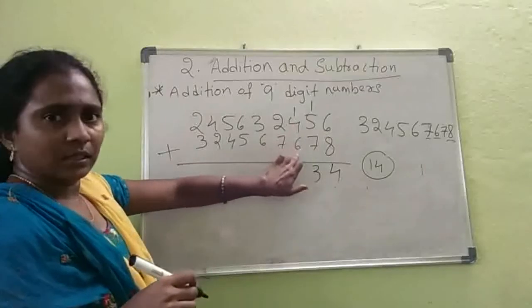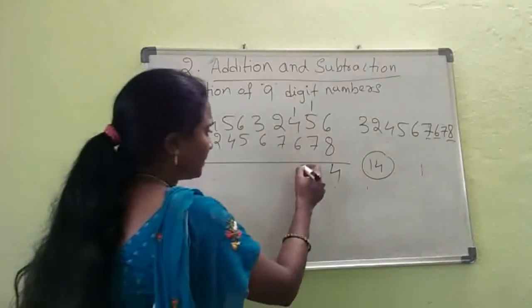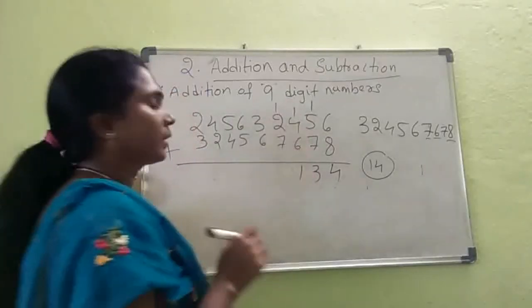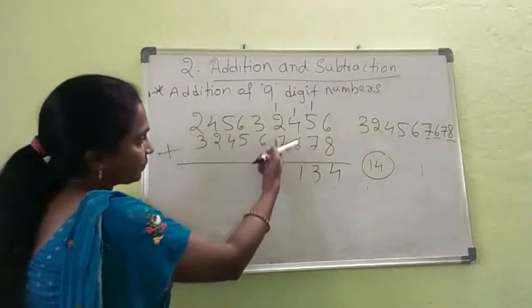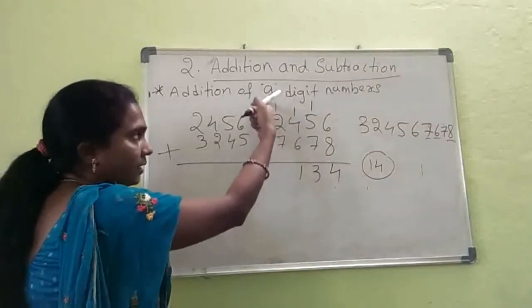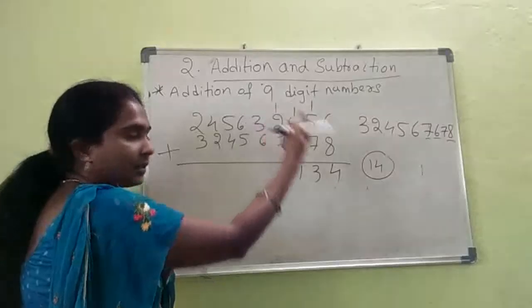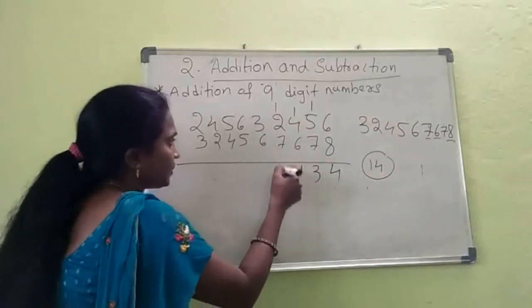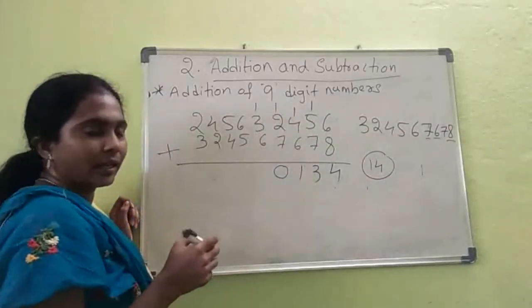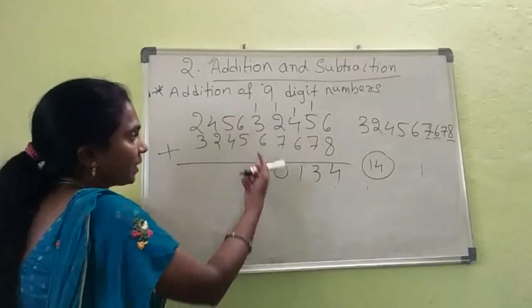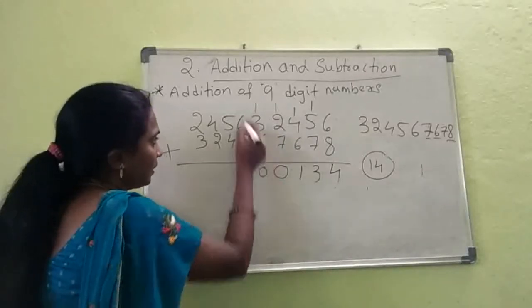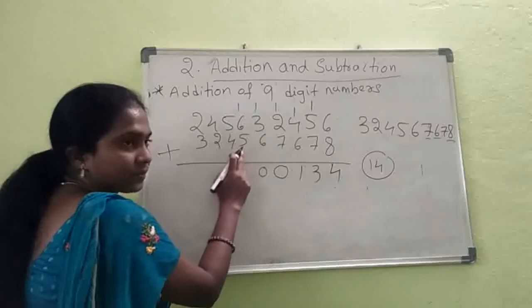4 plus 6, 10. 10 plus 1, 11. That means 1 should be here, 1 should be the carry forward. Next, 7 plus 2, 9. 9 plus 1 carry, that is 10. Again 10, a 2-digit number, 0 should be here and 1 should be the carry forward. 6 plus 3, 9. 9 plus 1, 10. Right? Next, 6 plus 5, 11.